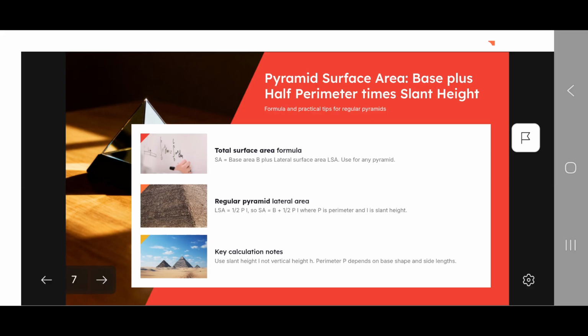So, total surface area formula: base area B plus lateral surface area LSA, used for any pyramid. Regular pyramid lateral area: LSA equals half P times l. So surface area equals B plus half times P times l, where P is perimeter and l is slant height. Key calculation note: use slant height l, not vertical height. Perimeter depends on base shape and side lengths.